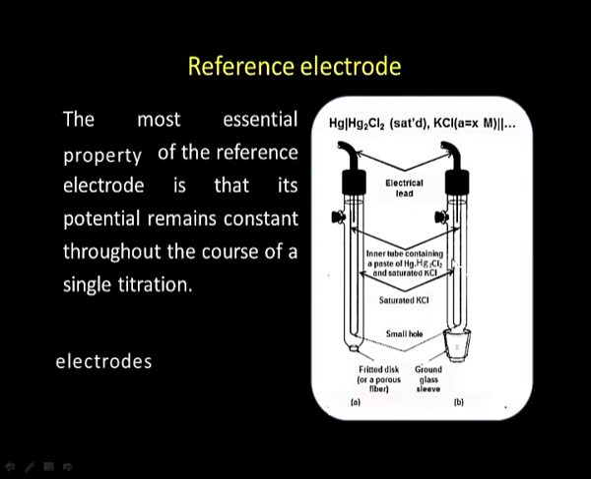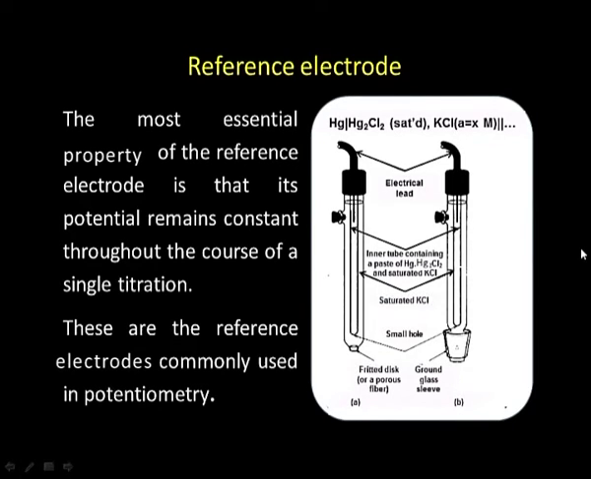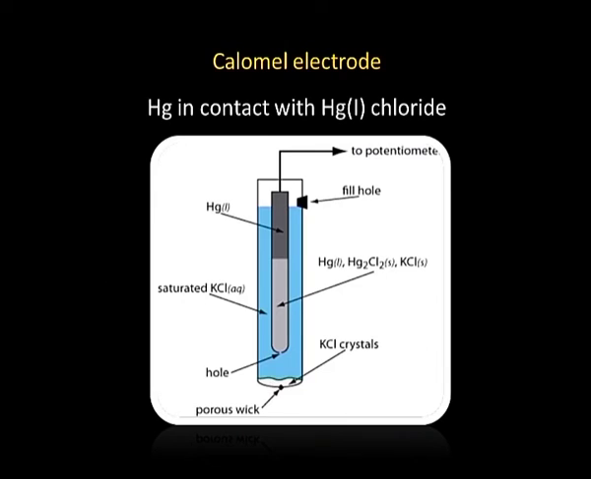Then the electrical leads, which provide connection, are used for the purpose of connection. These are the reference electrodes commonly used in potentiometry. The calomel electrode, if we consider it in a little more detail, here mercury is in contact with its chloride.